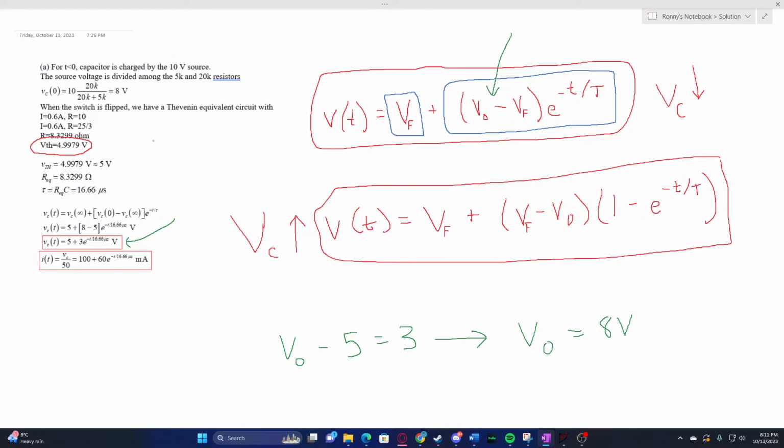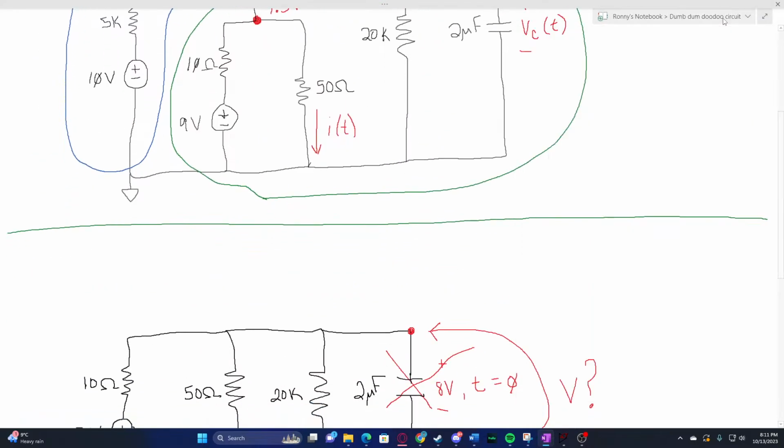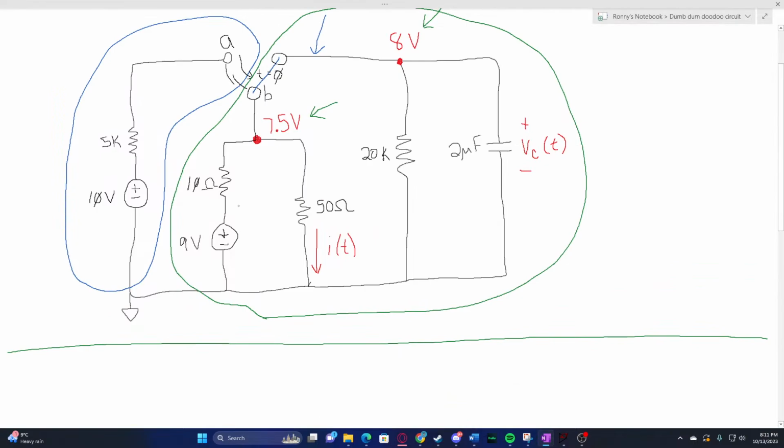Where would they get 4.9979? So they're thinking that we're going to be seeing 5 volts. So let me look at the other numbers in this circuit. What if by chance they thought this 10 ohm and the 50 ohm maybe have gotten switched? I'm not sure. So what would that look like?